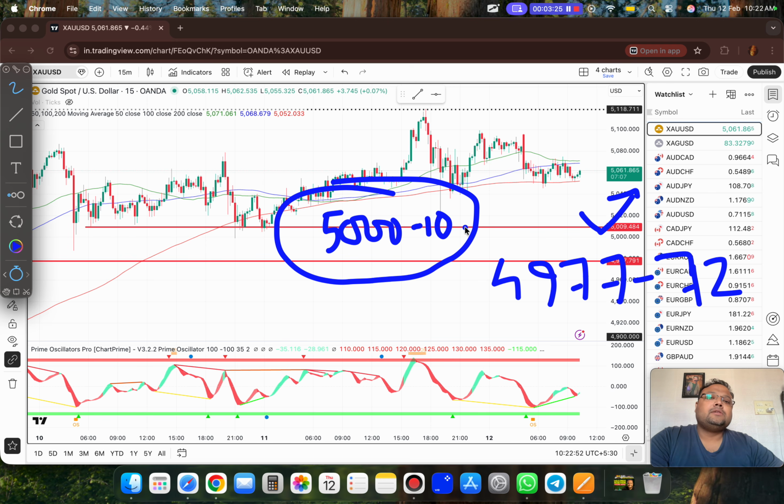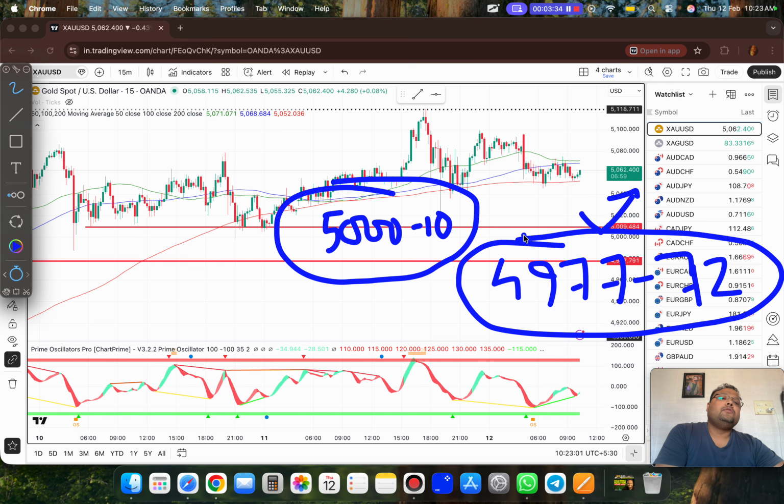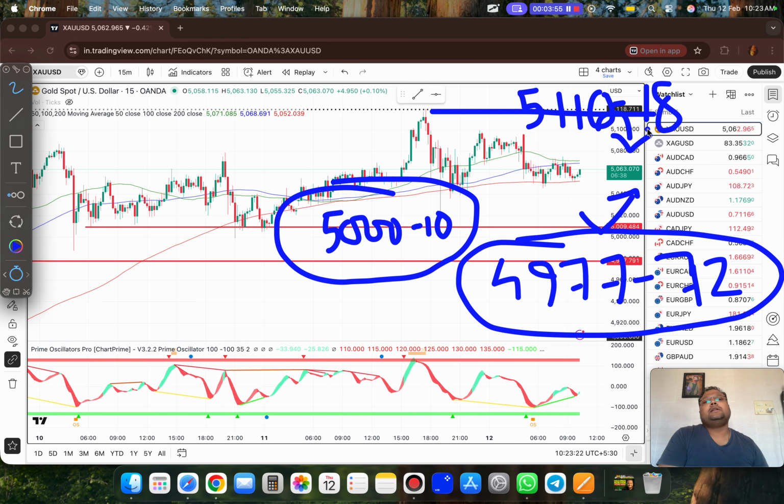So 5,000 to 5,010 is the first support. Then we have 4977 to 72 as the second support. These are the two levels on the chart of gold where we can look for a buy position. And till tomorrow, we can expect the market to remain like this only. And if the market goes up, as a day trader, we can look for a selling opportunity around 5110 to 18. If the market reverses from here, we can look for a sell position as well.